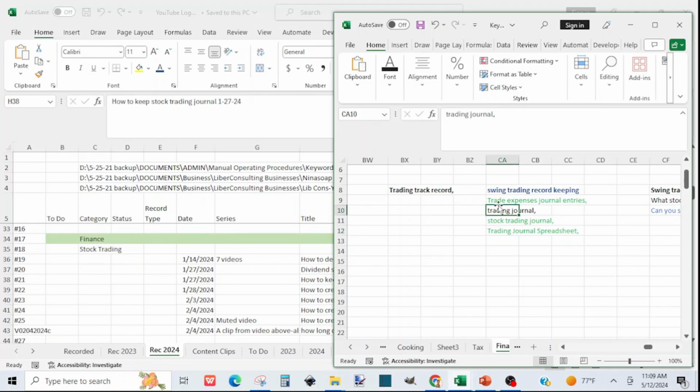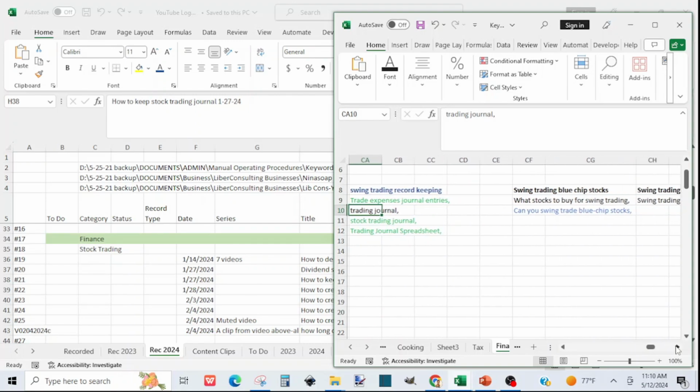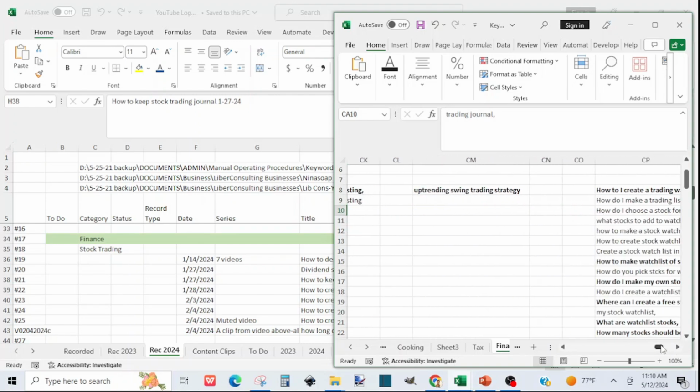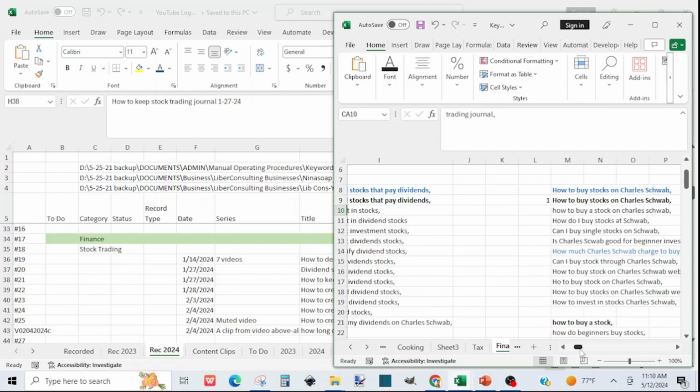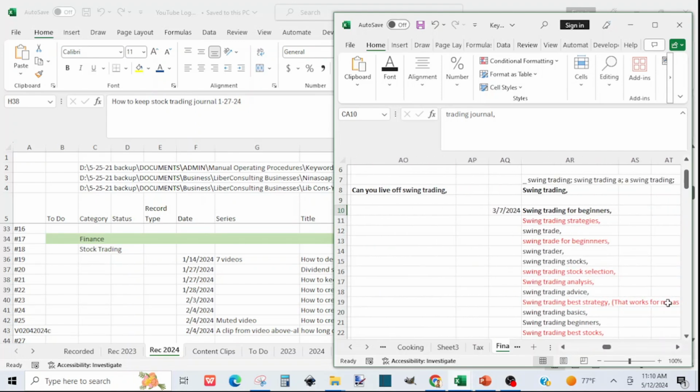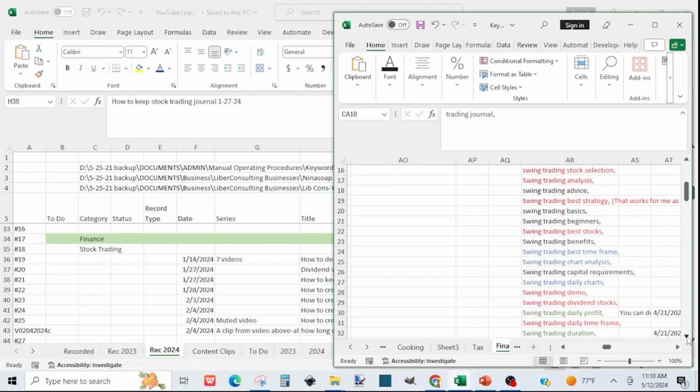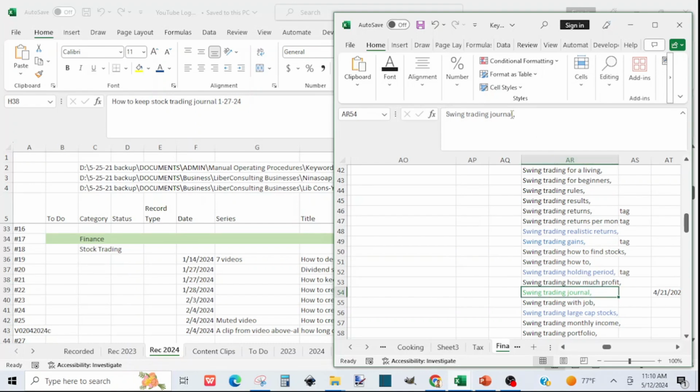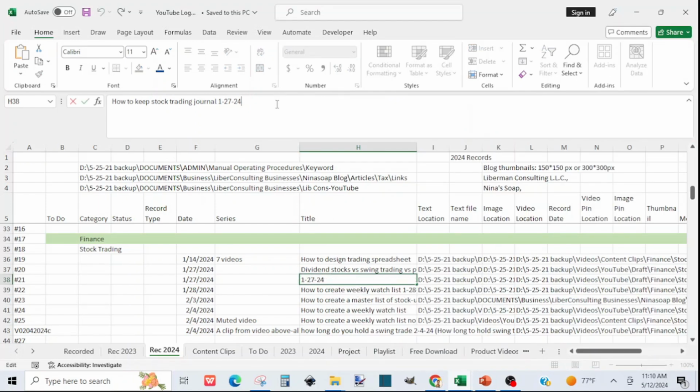Trading journal. Can I find better than that? Swing trading. Swing trading journal. I can copy it. How to keep swing trading journal.